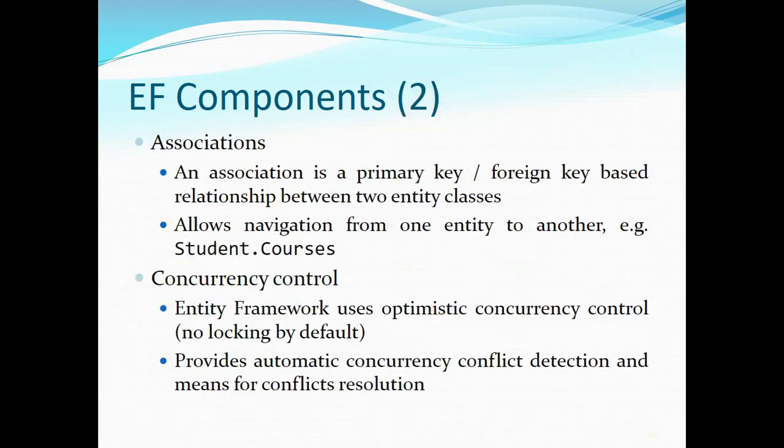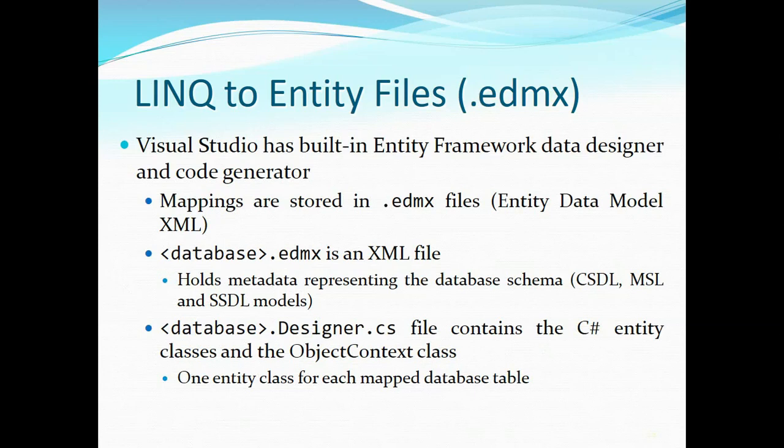Okay, that's all. Associations are allowed, and there is concurrency control, which means the avoiding of deadlock and stuff. All those things are taken care of by Entity Framework itself. No need to bother about it. In databases we used to write code for that, or we needed to find a way to avoid that, but here it is inbuilt.